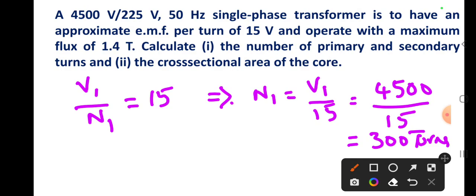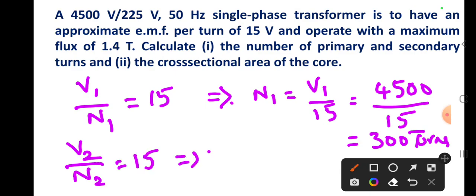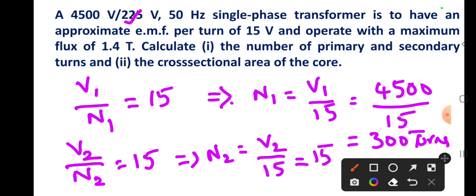And similarly, what about the second case? V2 by N2 is equal to 15 here also. Then N2 is equal to V2 by 15, where V2 is 225 volts. If you do 225 by 15, how much value will we get? It is 15 only. The first part is over.